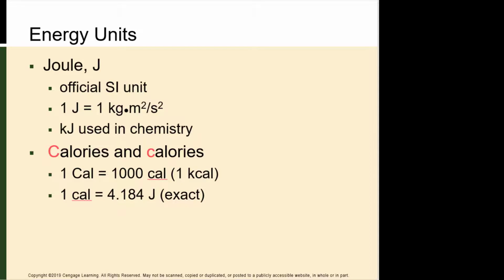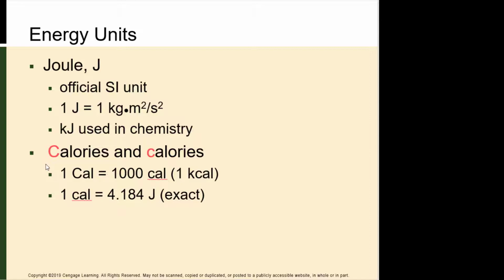To wrap up this section on the basics of energy, we are going to look at energy units. Our main one, the official SI unit of energy, is the joule. The joule is equal to 1 kilogram meter squared per second squared. Joules are kind of like meters and kilometers: there can be a lot of joules in something. So in chemistry, we often convert to the kilojoule. It's just an easier unit since there's a lot of joules of energy.